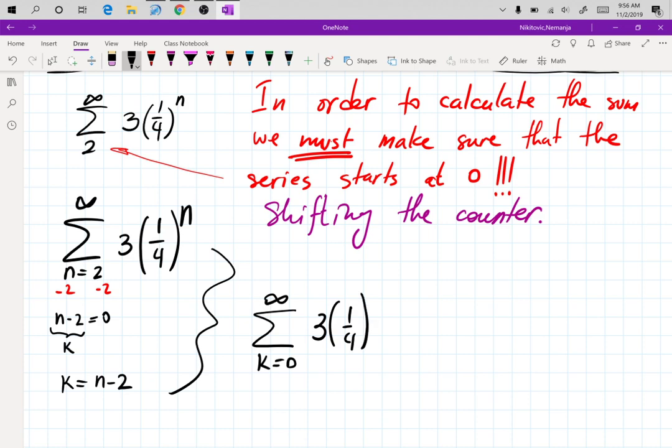So what's my n equal to? K equals n minus 2, so n equals k plus 2. I need to substitute n. What should I write instead of n? K plus 2. Great. So this is the substitution that we have to go through to make this equal to 0. Now it matches the formula for the series to start at 0. Awesome. But what did we just mess up?